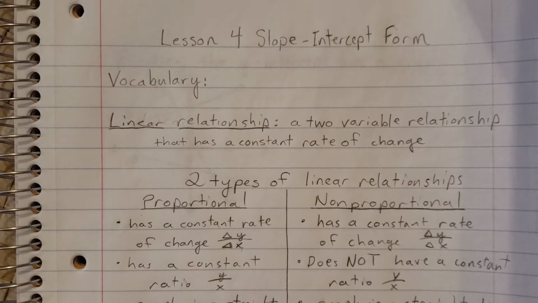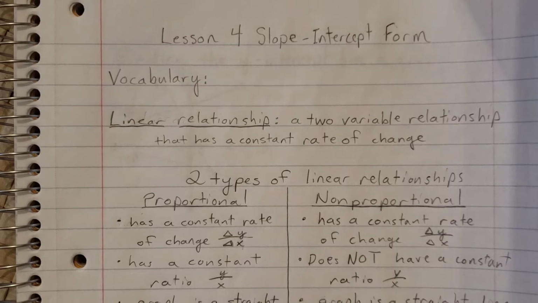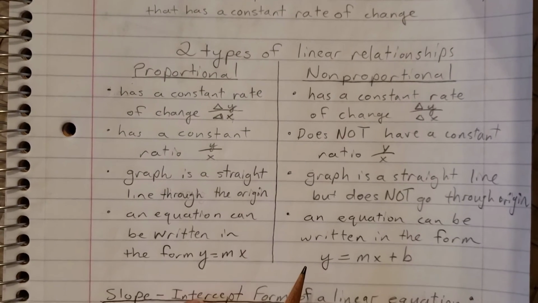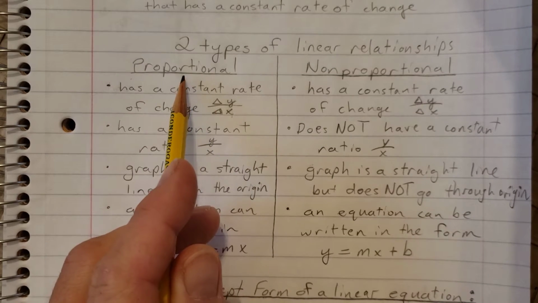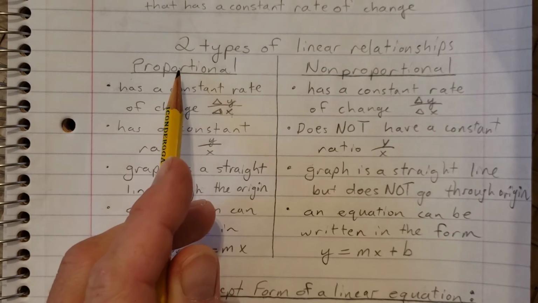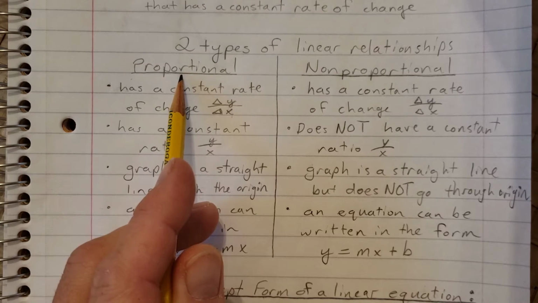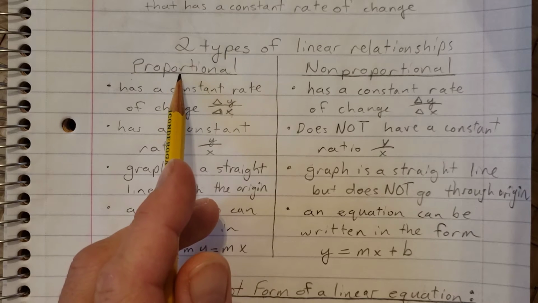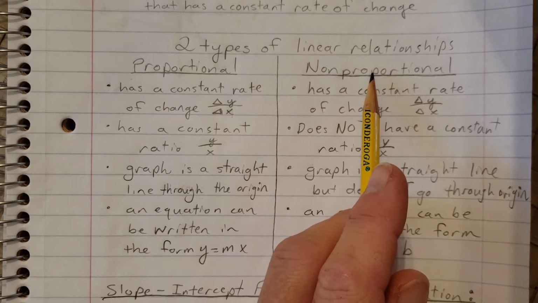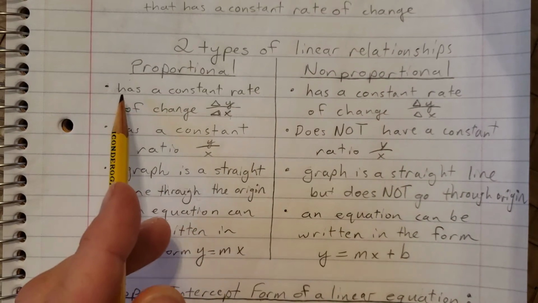Okay, so you know what a linear relationship is, and let's just nail down exactly what the different types of linear relationships are. So we have proportional relationships, which we've been working with a lot lately, right? We even wrote equations for them, we graphed them, we made tables for them. We're going to switch gears and we're going to be working with non-proportional relationships. Okay, so let's compare and contrast those right now.